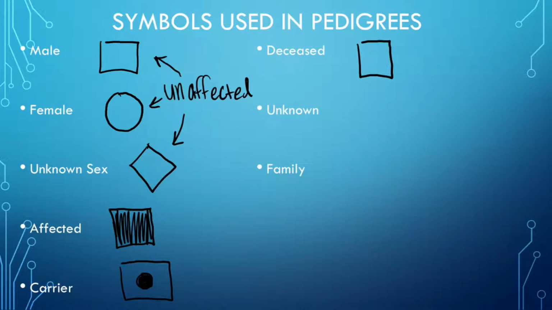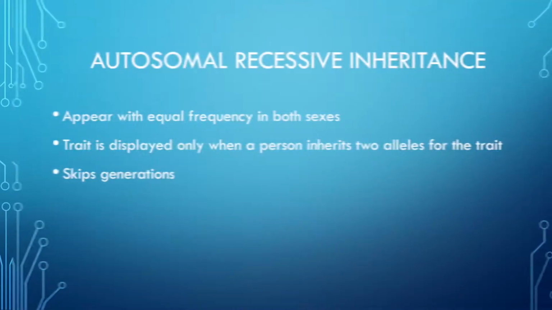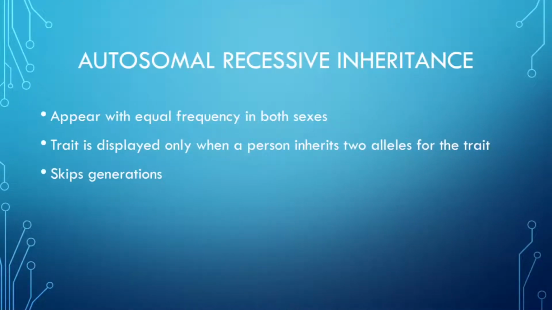If the symbol is crossed diagonally by a line through the center, then the individual is deceased. If the symbol has a question mark, then the state of the individual is unknown. Couples are connected by a single horizontal line, with their offspring branched beneath them in birth order. The first type of inheritance we will discuss today is autosomal recessive.